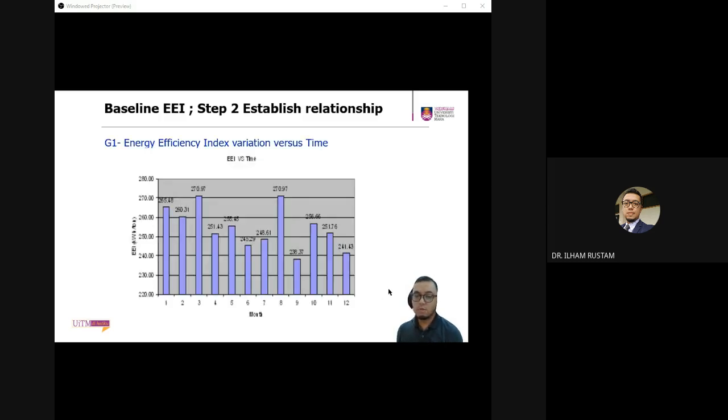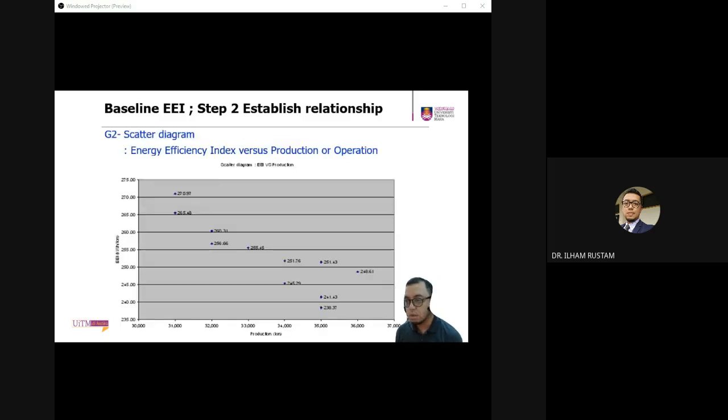So let's say you have more than 24 months data, then you can be able to see what effect this year had to this process as compared to energy being consumed. So then you'll be able to know what factors affecting the energy consumption for that organization. Okay, then we can also look based on production and also operation.